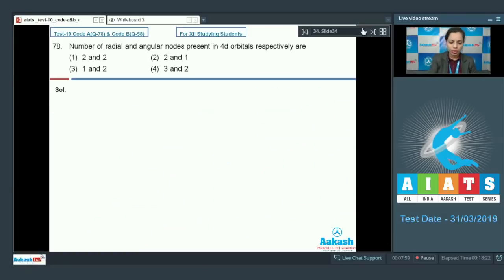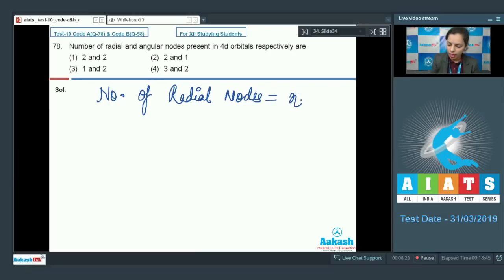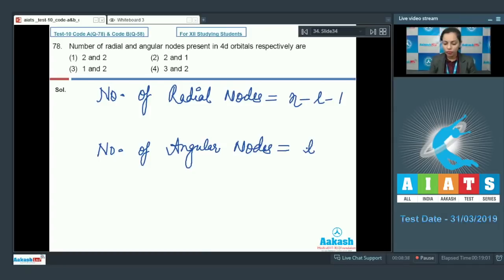After this, question number 78: the number of radial and angular nodes present in 4d orbitals respectively are. What's the formula for the calculation of total number of nodes? That is n minus 1. And the number of radial nodes is equal to n minus L minus 1. And the number of angular nodes, what would be your answer? That is L.